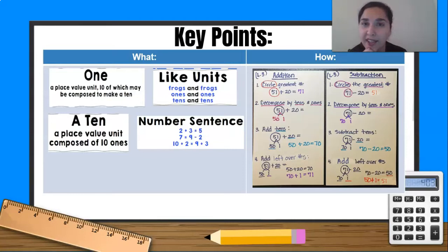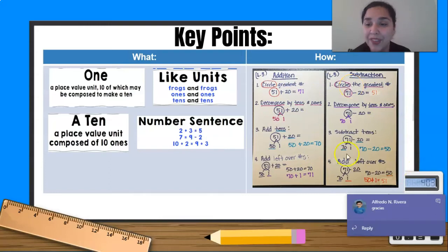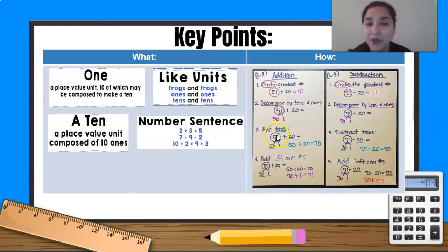Are you ready? Let's see if you notice the same thing as me. So, step number 1 and step number 1 is the same. Step number 2 and step number 2 is exactly the same. But let's look at step number 3. Step number 3 says add, and step number 3 says subtract.